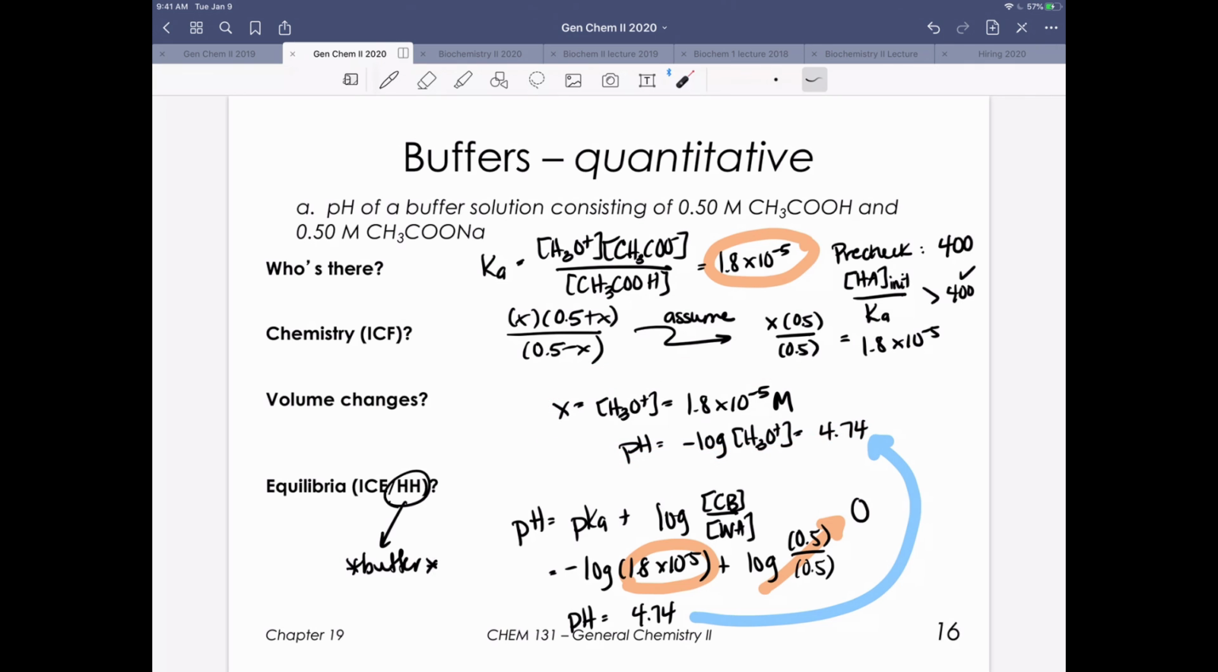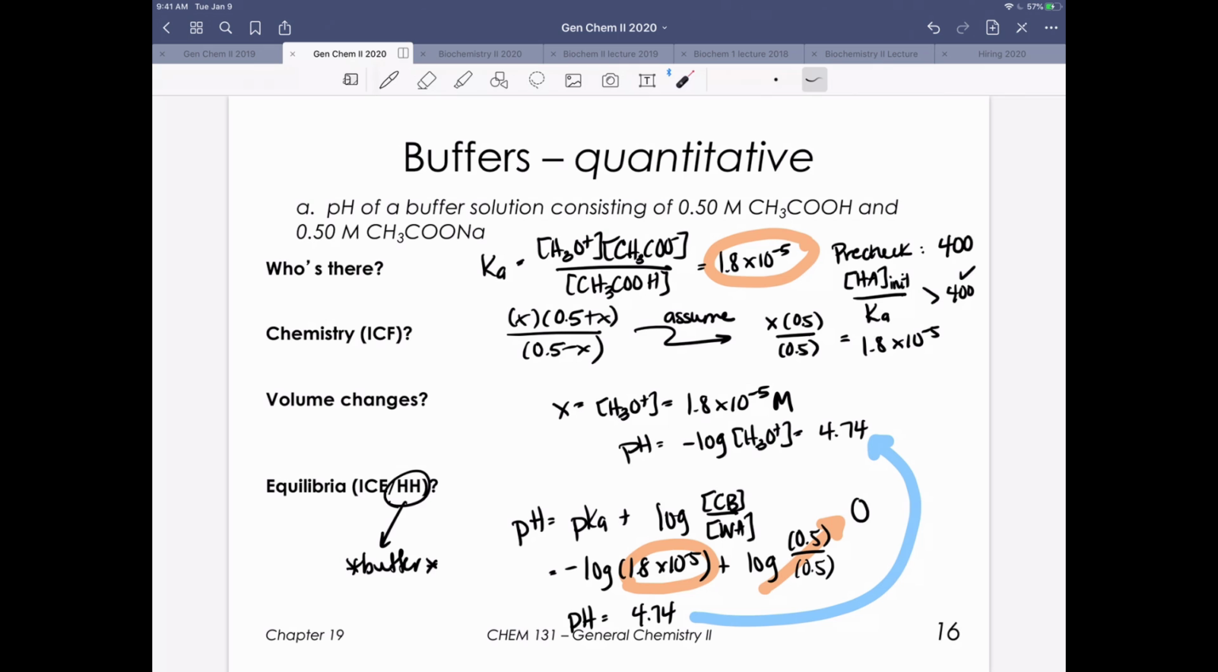And I want to encourage you to still use ice tables if that's what's most familiar to you. But I want to show you how simple this calculation can be. If we know we've got a buffer solution, we can use the Henderson-Hasselbalch equation.